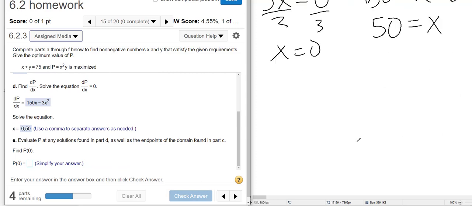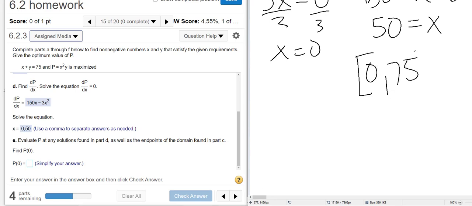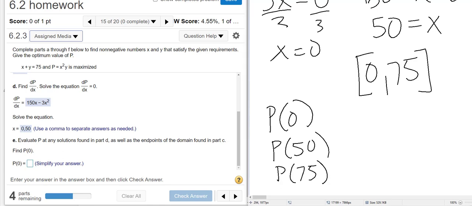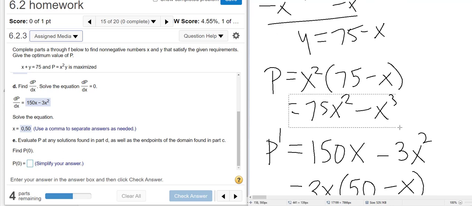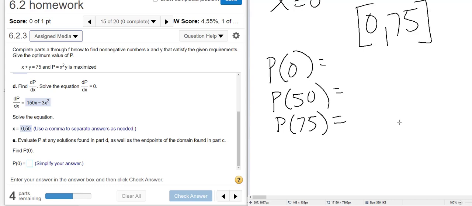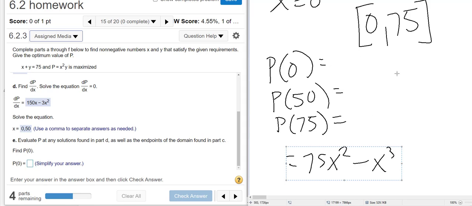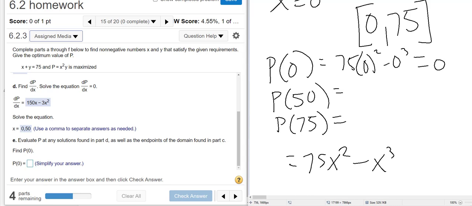Now we have to evaluate. If we're going to do the maximum on a fixed interval, it has to occur at the point where the derivative is 0 or at the endpoints of our interval, which we said were 0 and 75. So they're going to have us evaluate p of 0, p of 50, and p of 75. That's the two endpoints and the point that we found where the derivative is 0. Well, if we're going to put 0 into this p expression, 75x squared minus x cubed would be 75 times 0 squared minus 0 cubed, that's going to be 0.